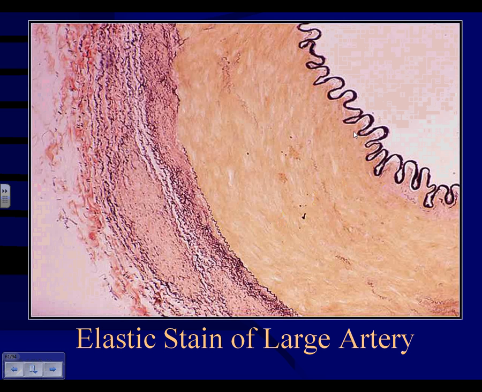So this undulating black line is the elastin, and here are the elastin fibers here too, which we can highlight with an elastin stain.